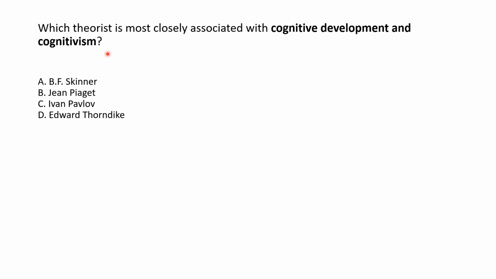Which theorist is most closely associated with cognitive development and cognitivism? So we know basically Jean Piaget is the theorist associated with this development. So Jean Piaget.